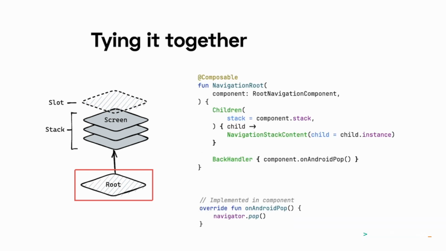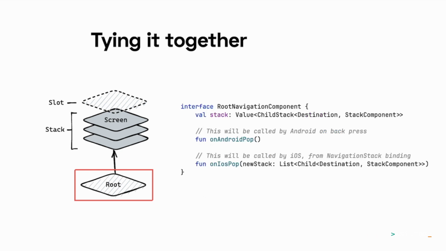In Compose, you could do something like this. Actually, I want to go back. Yeah, there's this value which is there. And this is the Decompose way of allowing the UI part to observe the changes. Whatever you wrap into the value, you can subscribe to it as a state from Jetpack Compose and from SwiftUI.